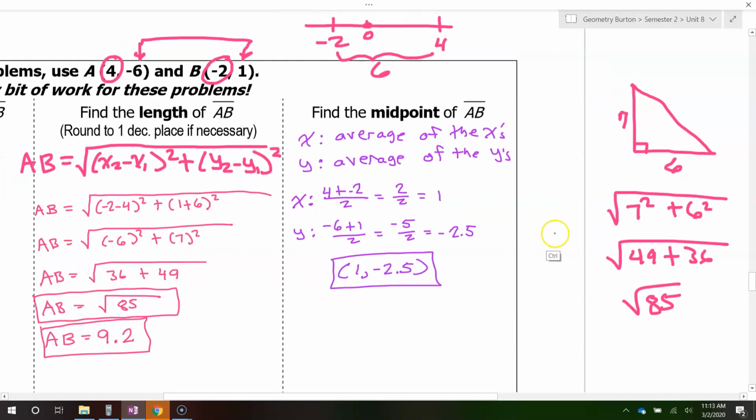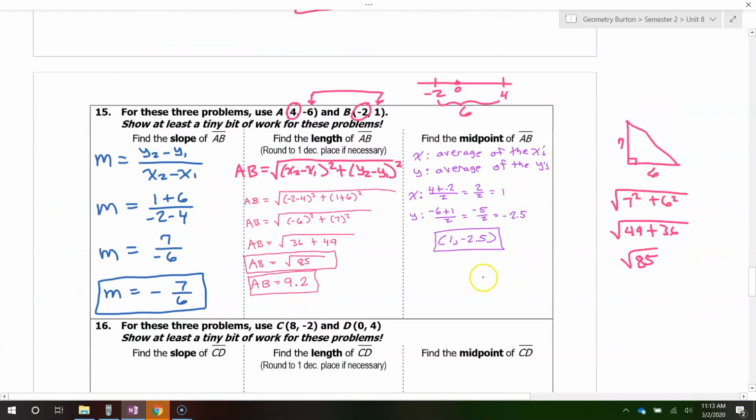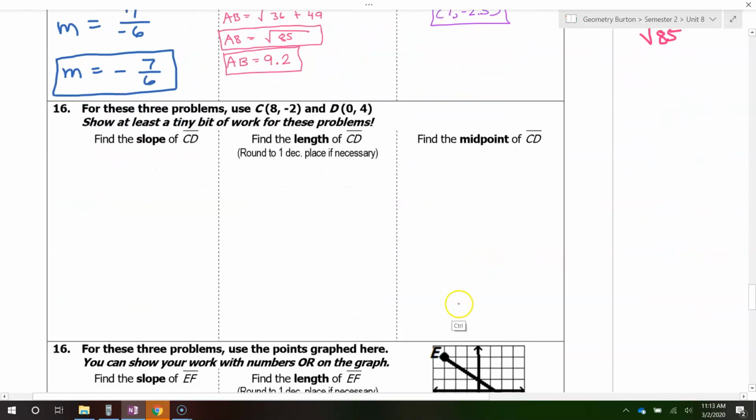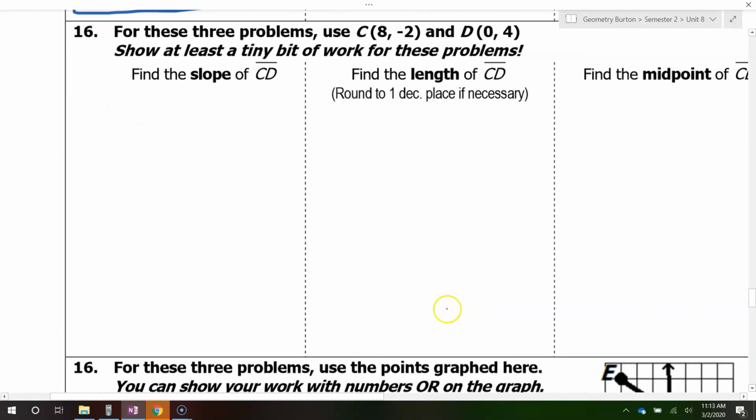So that's another way to find the length, is just to make a little sketch and find the change in the x's, like how far apart are the x's, how far apart are the y's, and do the Pythagorean theorem. So now you have a choice. All right, moving on. Problem number 16.